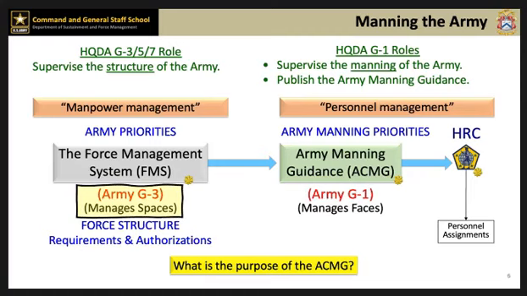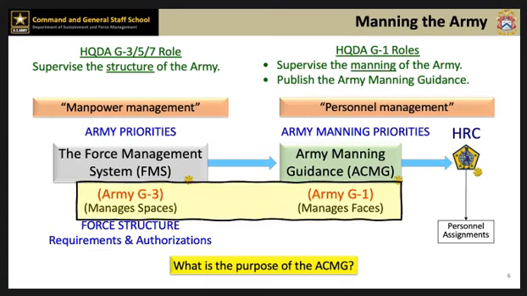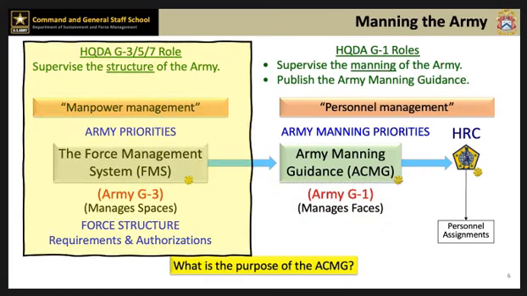The G1 manages the faces and the manning of the Army. The G357 manages the spaces and organization of the Army. The two work very closely together to make sure personnel policies support required force structure. The Army projects its strength requirements and attains personnel authorizations to meet those requirements through TAA. This process is referred to as manpower management, which links accession, retention, and promotion targets to Army requirements.